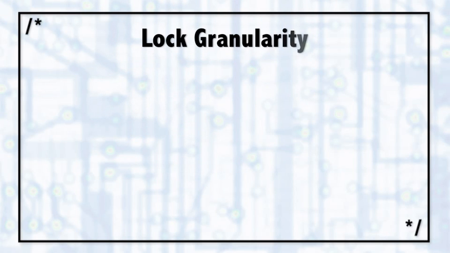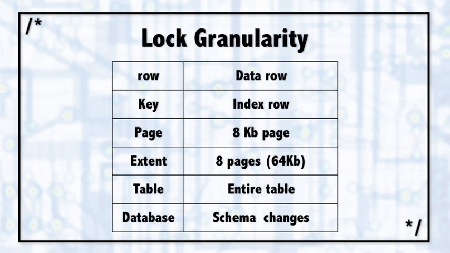The granularity of a lock describes how much data that lock is actually locking. So a row lock affects only a single row of data. A key lock locks just one part of an index, because that's where keys live. Keys are a part of an index. A page lock locks an entire 8K page. An extent lock locks 8 pages, or 64K. And by the way, SQL Server does all of its reads and writes as extents at 64K at a time, so that makes sense. And sometimes SQL Server will lock the entire table, and you'll also see database locks. So those are the types of granularities of locks that you'll see most often.